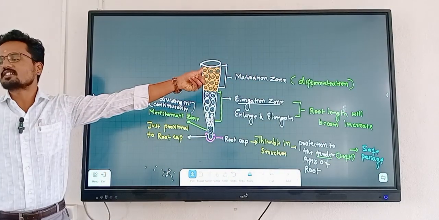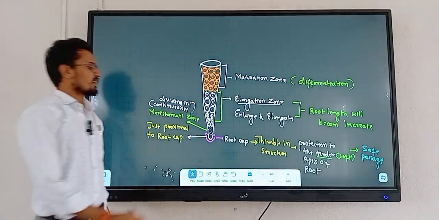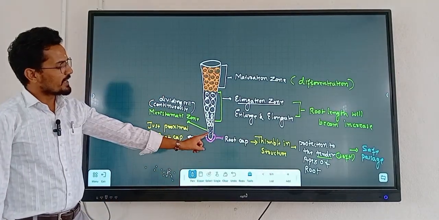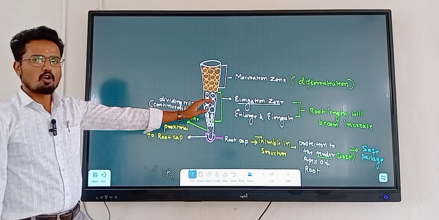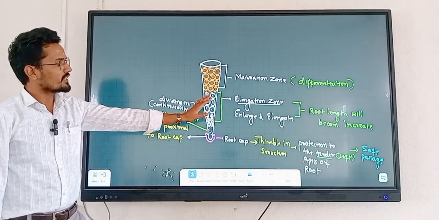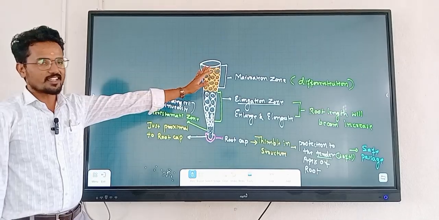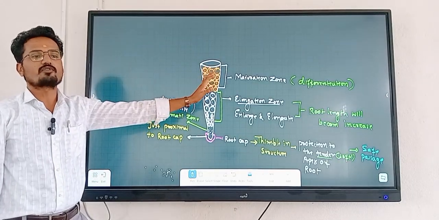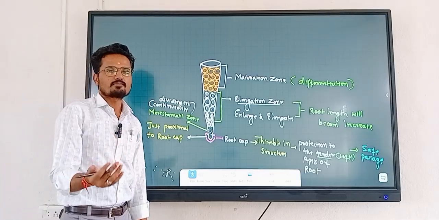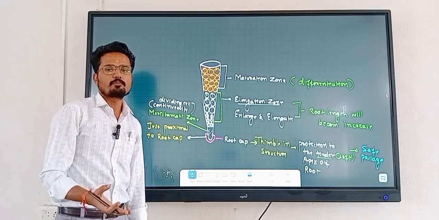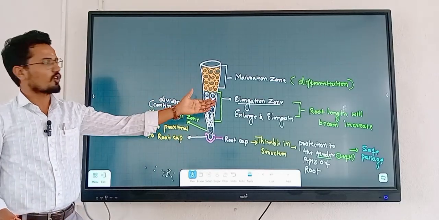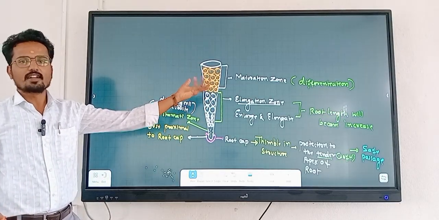Here, what do we mean by differentiation? It means on the basis of their function, they differentiate. From the meristematic to the elongation zone, all cells look similar and perform the same function. When they enter the maturation zone, they start to get different functions and different structures. Some become xylem, some become phloem, some become cambium, some become epidermis. Like that, they get different functions on the basis of their origin and shape.